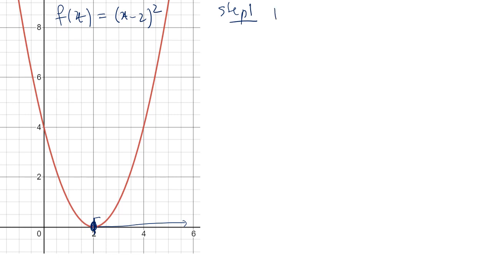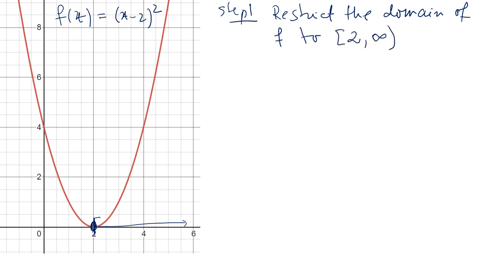So we restrict the domain of f to 2 to infinity. That's the first step. We need to find the restriction of the domain on which the function is 1 to 1. And we found it. Now we move to step 2, which tells us to replace f of x with y. So that means we simply write y equals (x minus 2) squared.